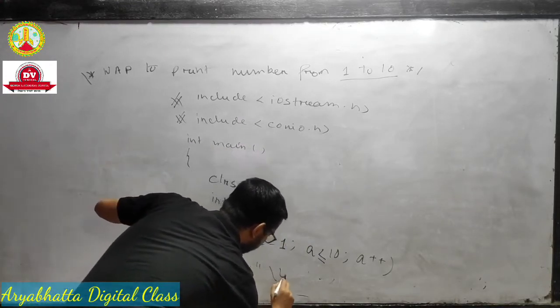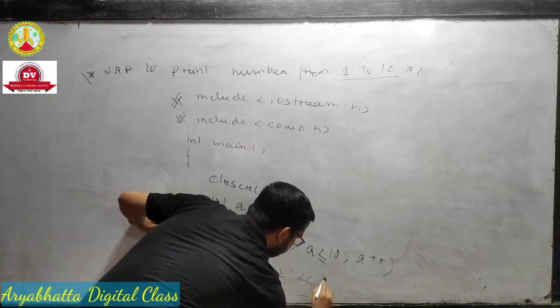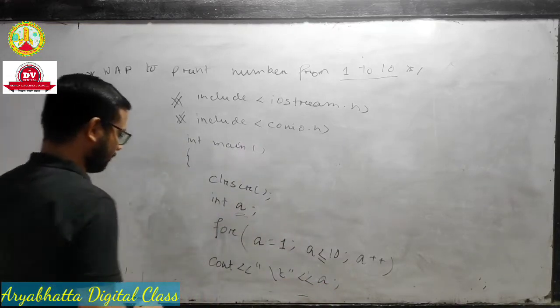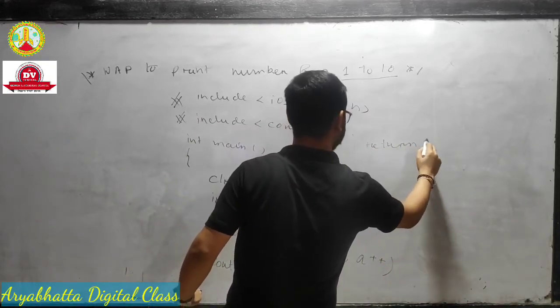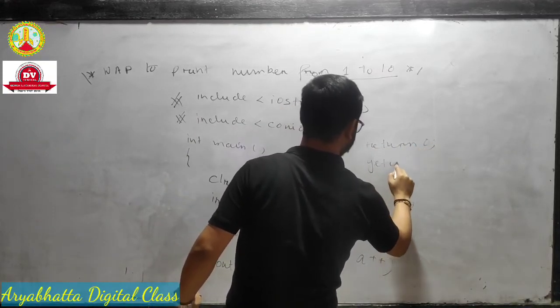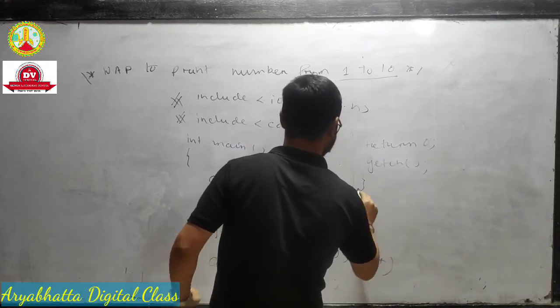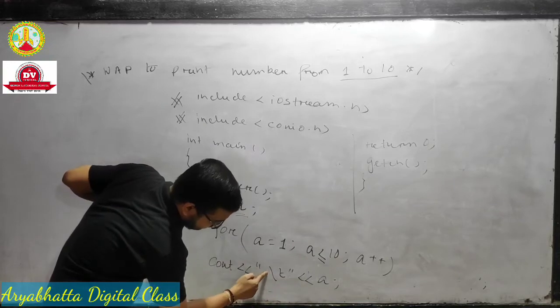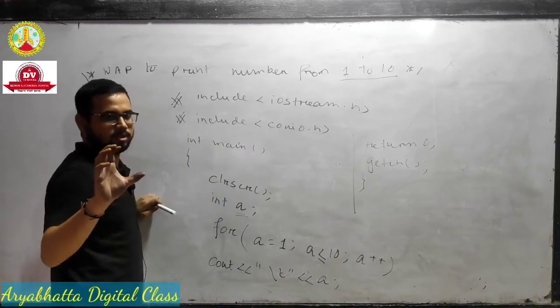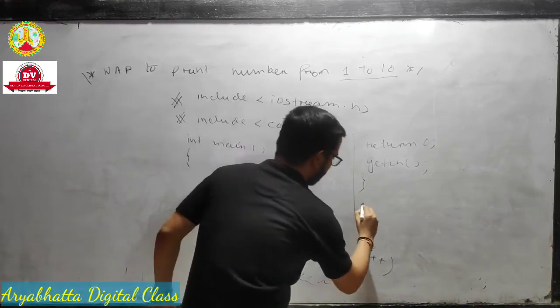the output will be a, and return 0, getch. Here this is the topic I will teach you. Backslash t means tab. Your output will come like this.